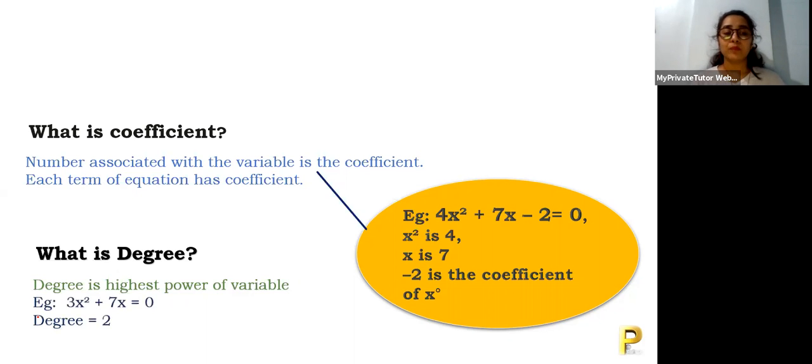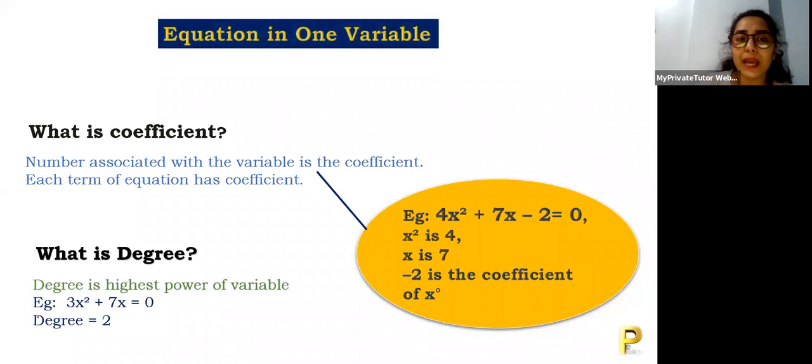Okay, so let's take another example. So you have 3x squared plus 7x is equal to 0. This is the equation. You can see the degree over here is what? It is 2. Why is it 2? Because you don't have any variable which has a power more than 2. Okay, so it is the highest of all the powers, and that is considered to be the degree.